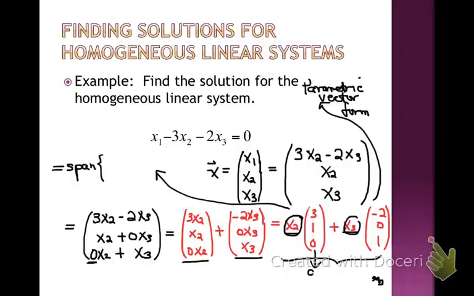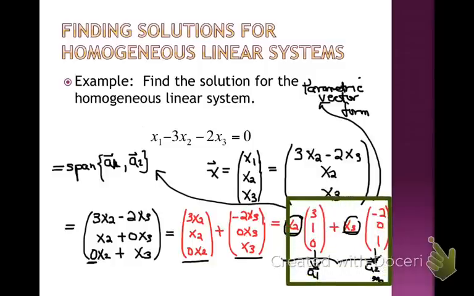So let's say I call this vector A1, and I call the second vector A2. Then the solution is the span of A1 and A2. So why is that the case? Because x2 and x3 are free variables, so they can take on any values. And so this really represents a linear combination of these vectors A1 and A2.